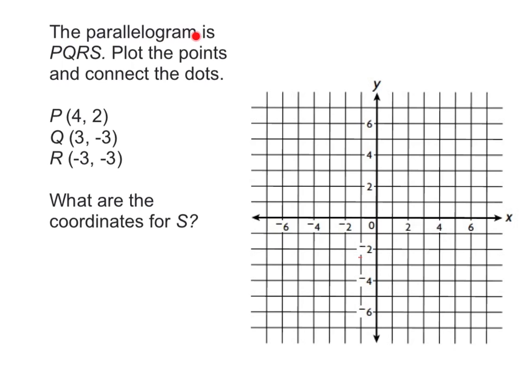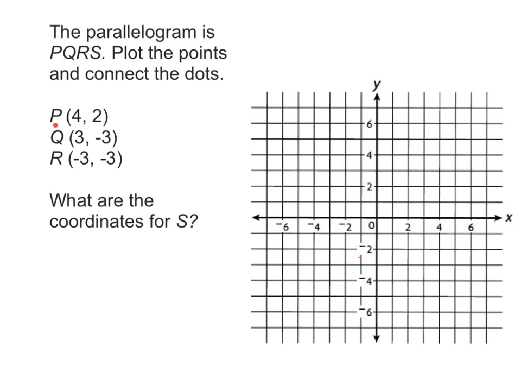The parallelogram is PQRS. Now these are the names of the points, and they make the sides, or the lines as well. I'll show you what that means in a second. Plot the points and connect the dots. P, Q, R. They did not give us the coordinates for S. We need to figure those out. Let's go ahead and pull out the marker here.